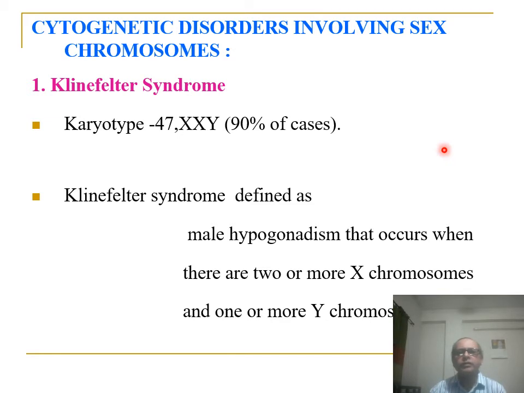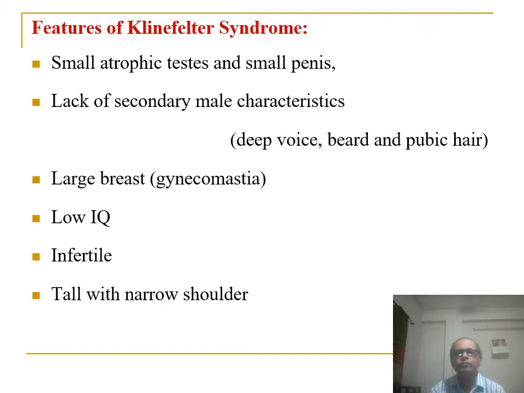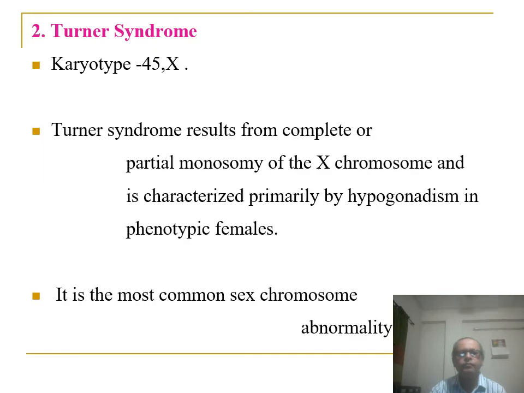Cytogenetic disorders involving the sex chromosome. Number 1 is Klinefelter syndrome, whose karyotype is 47, XXY, which is most common, 90%. What is Klinefelter syndrome? This syndrome is defined as male hypogonadism that occurs when there are 2 or more X chromosomes and 1 or more Y chromosomes. Features of Klinefelter syndrome: small atrophic testes, small penis, lack of secondary male characteristics, that is deep voice, beard and pubic hair, large breast, that is gynecomastia, low IQ, infertile, tall with narrow shoulder.